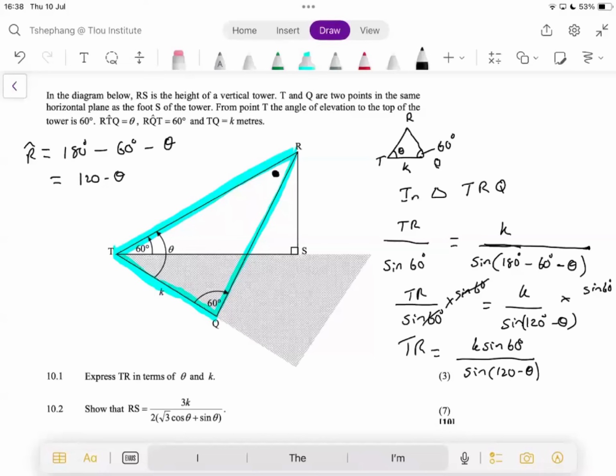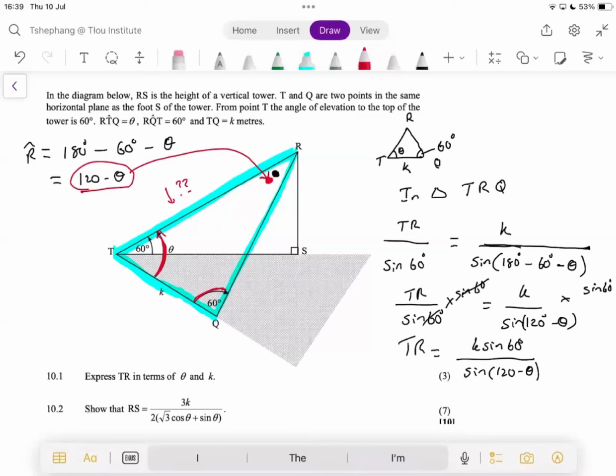Okay, let's quickly address 10.1 again. Express TR in terms of theta and K. So the side that we're looking for is this side. That's what we need to find. Now I'm going to extract the blue triangle. I know this angle here is theta. It's given there. They gave me the other angle as well, which is 60. This angle, we don't know, but we can quickly find it by using interior angles of a triangle. And if you use interior angles of a triangle to find angle R, you're going to get it to be 120 minus theta.